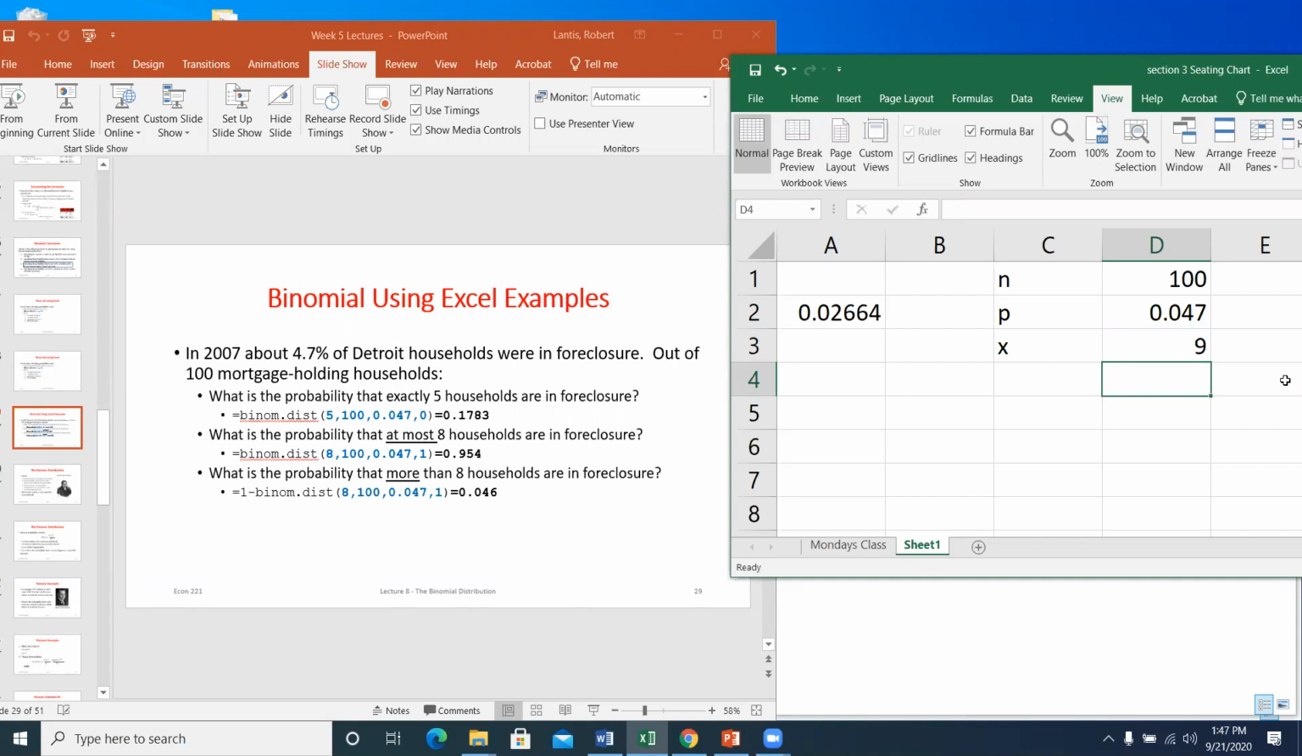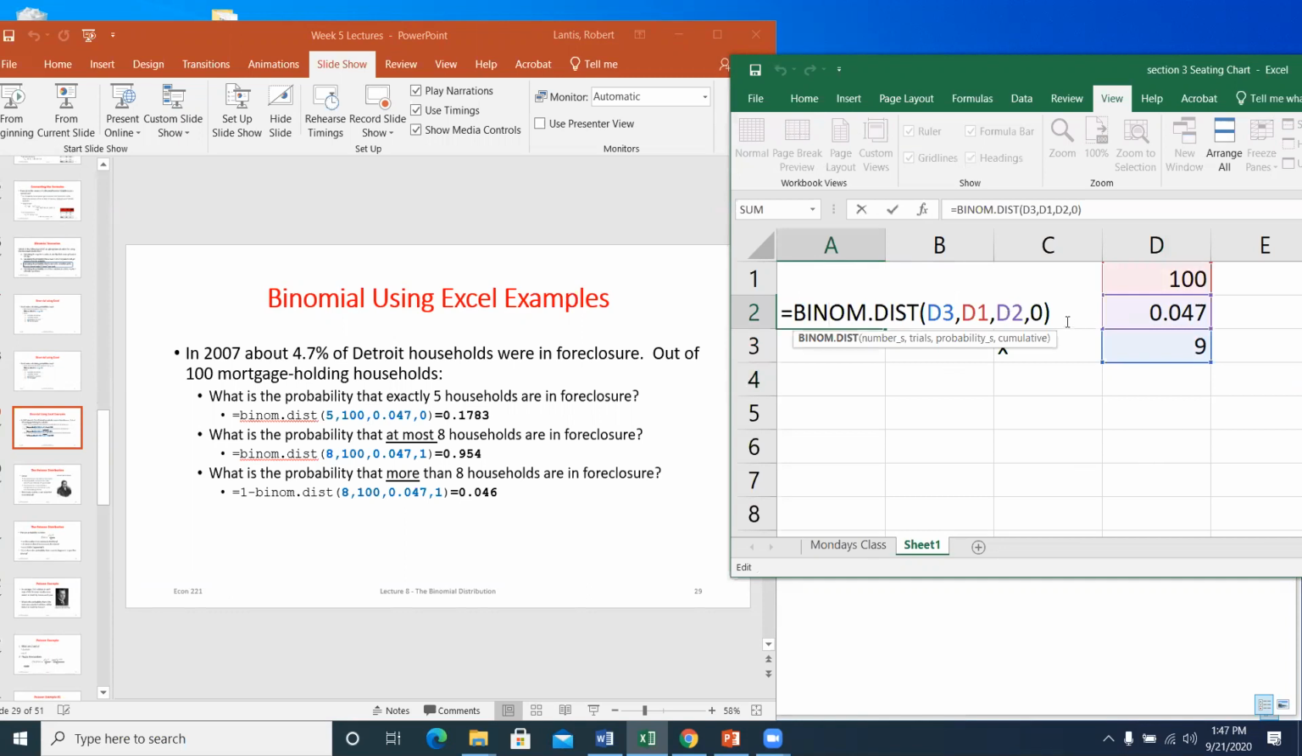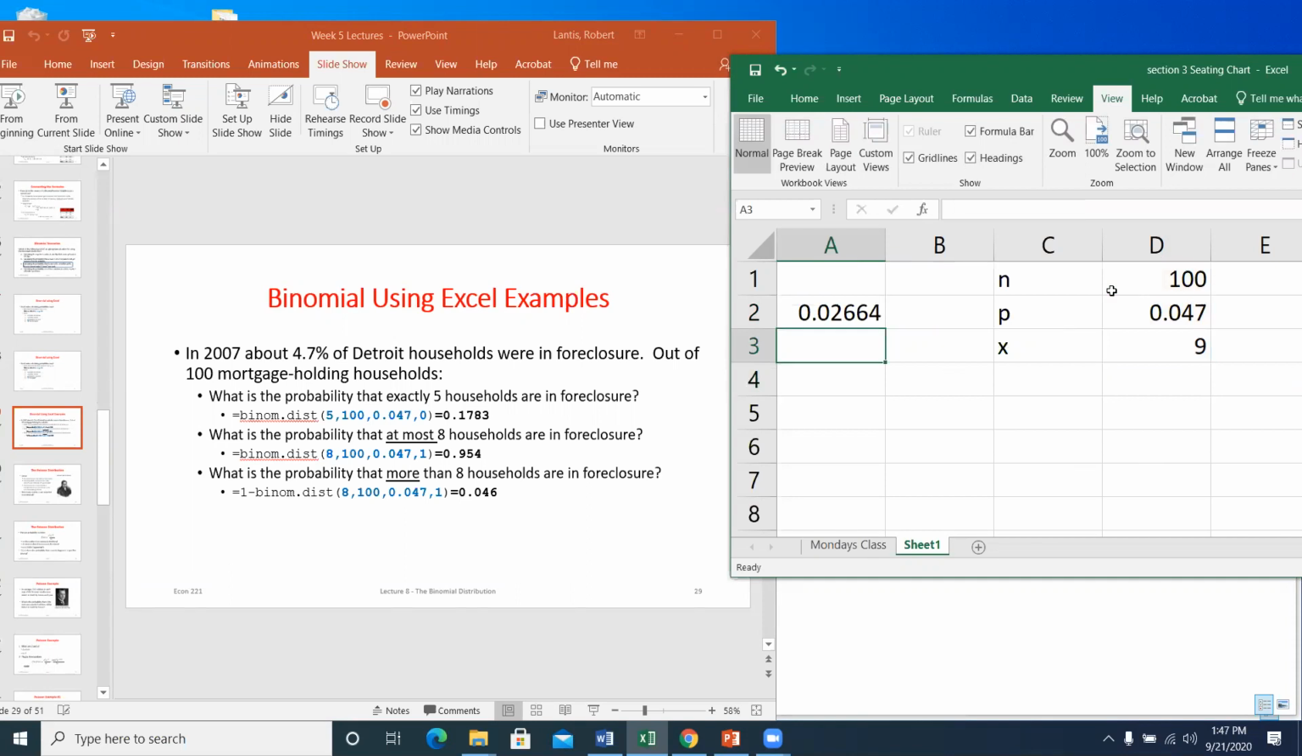You can imagine if I wanted to, I could set this up in some way in Excel where I built a column of all the possible x's and then put this next to it, but froze the number of trials and probability of success. And I could create gigantic tables that gave me all the probabilities, or I could just have it reference this one cell and play around with it. Right? So it's that easy to do this binomial in Excel.